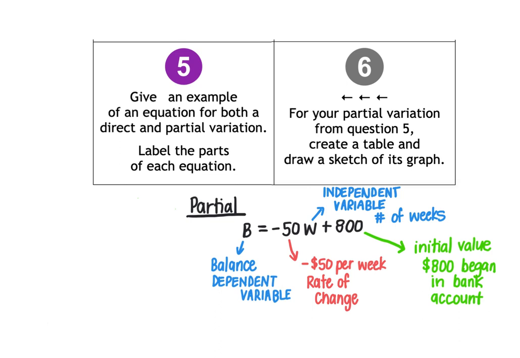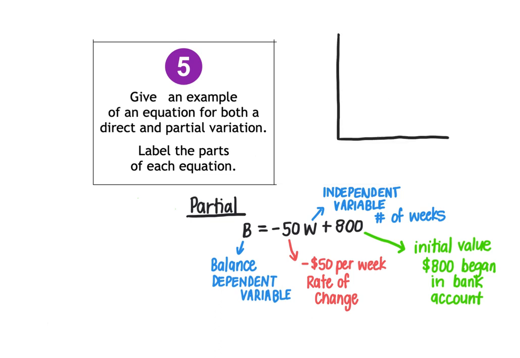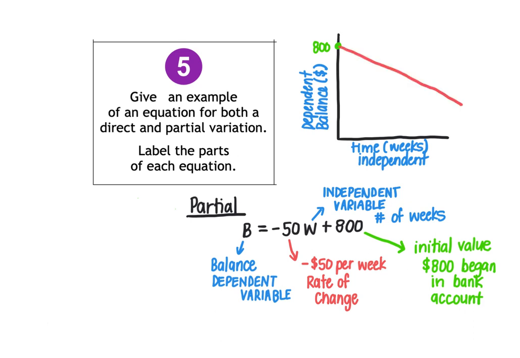If we draw a sketch of this situation or this partial variation, we would need to have the dependent variable being balance, or the amount of money in the bank account. Our horizontal axis or independent axis would be time in weeks. And then as we sketch our graph, we would begin at $800 in the balance. That would be our initial value. And then we would go down every week by $50.